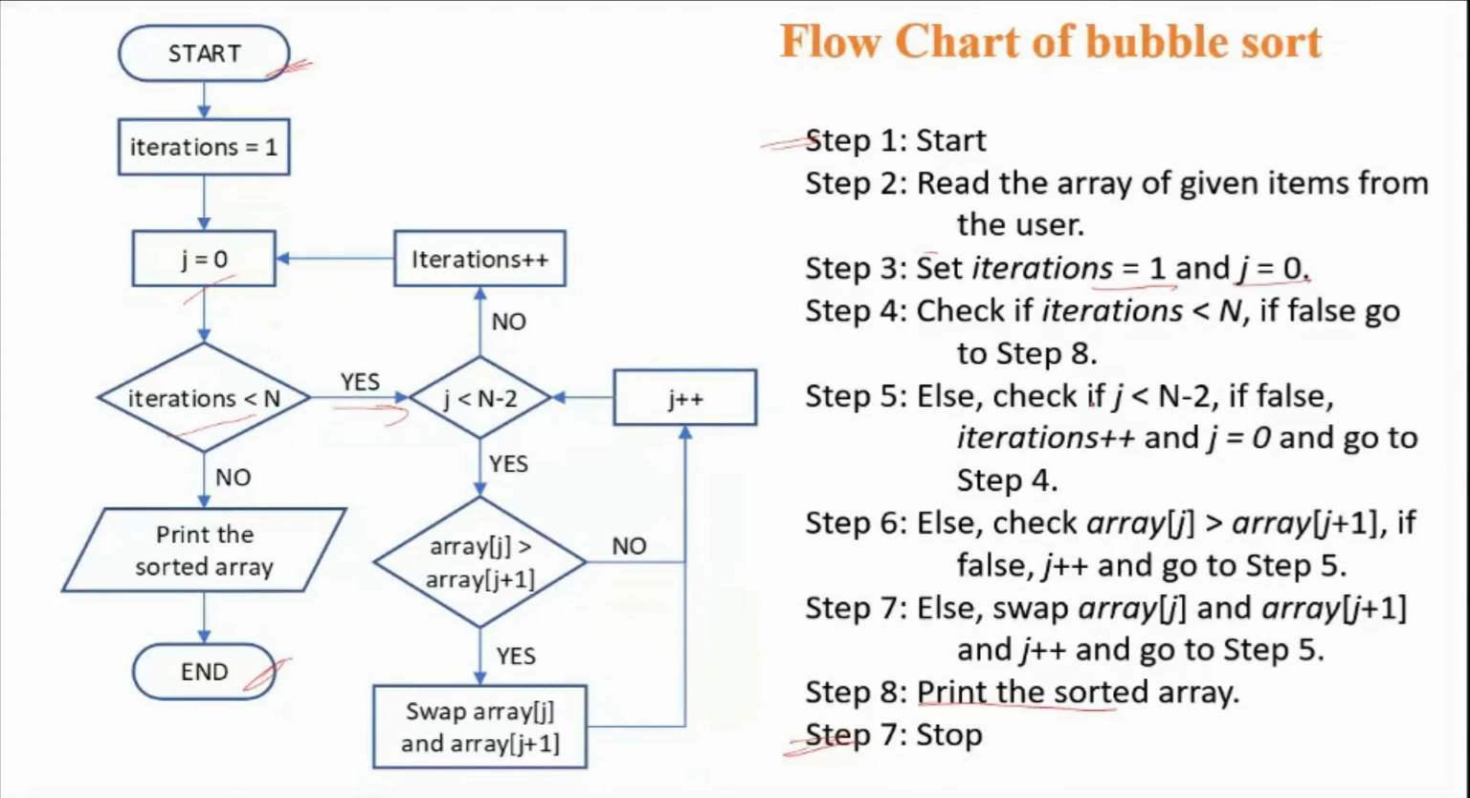That is, if this condition, that is step 5, if j is less than n minus 2. So j is less than n minus 2. That is, we are checking this one, that is if j is less than n minus 2.